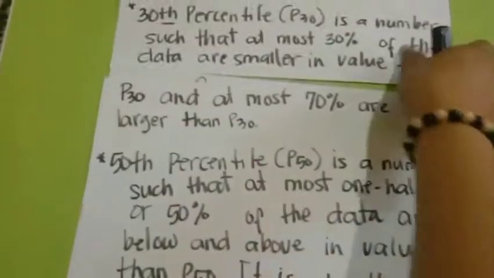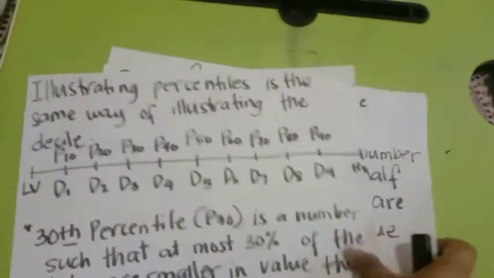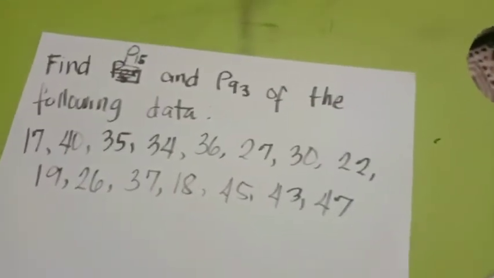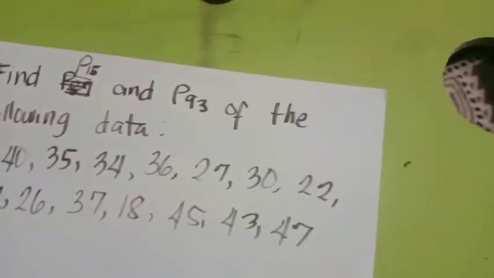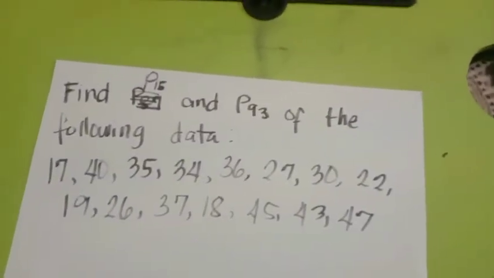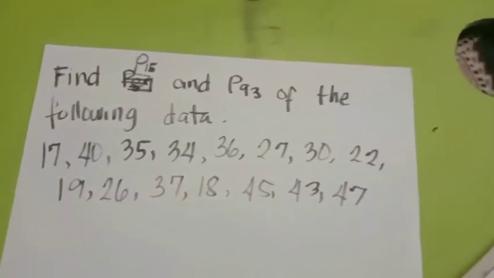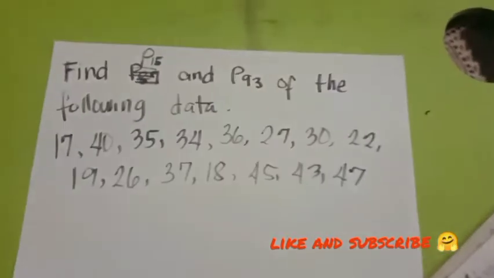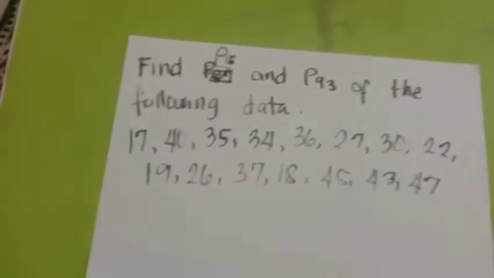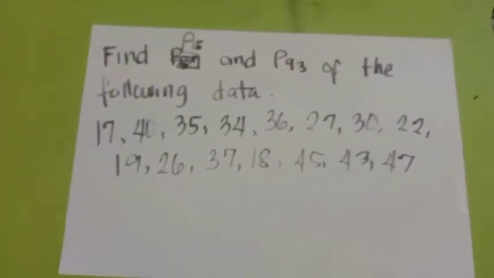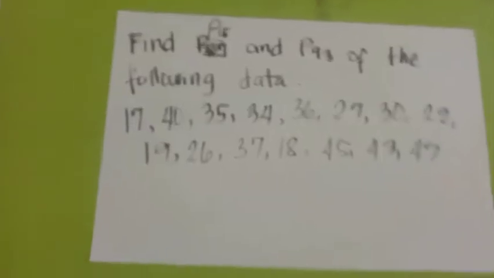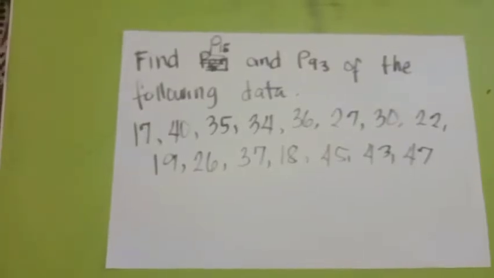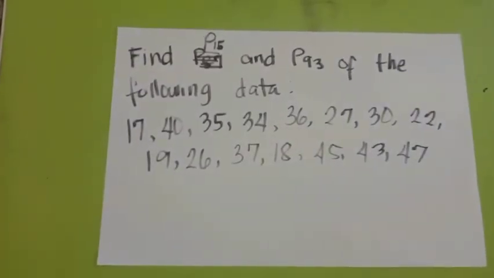So how do we solve for the percentile? Let's have an example. Find P15, 15th percentile, and P93 or 93rd percentile of the following data: 17, 40, 35, 34, 36, 27, 30, 22, 19, 26, 37, 18, 45, 43, and 47.